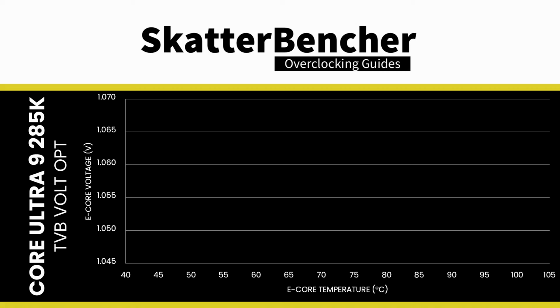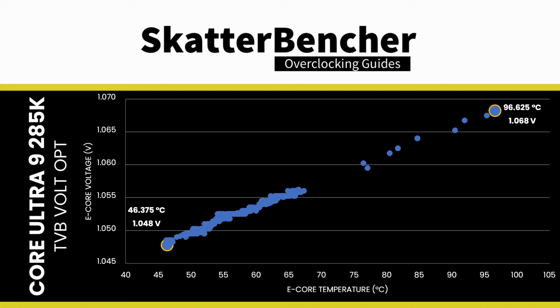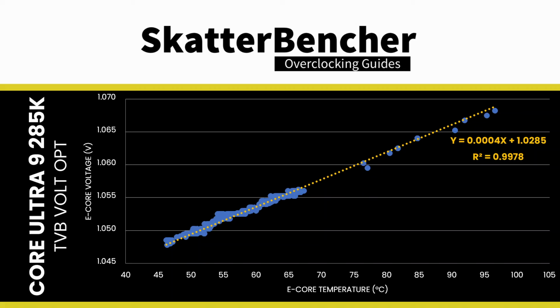When the voltage optimizations are enabled, we can use HWiNFO to track the CPU VID request as the CPU heats up. I've collected the data for the Core Ultra 9 285K to illustrate this behavior. As you can see from the data, with the E-cores at 4.6 GHz, the operating voltage is 1.048 volt when the temperature is below 50 degrees Celsius. However, it increases to 1.068 volt when the temperature approaches 100 degrees Celsius. A regression analysis tells us the operating voltage changes 0.4 millivolt for every change in degrees Celsius.